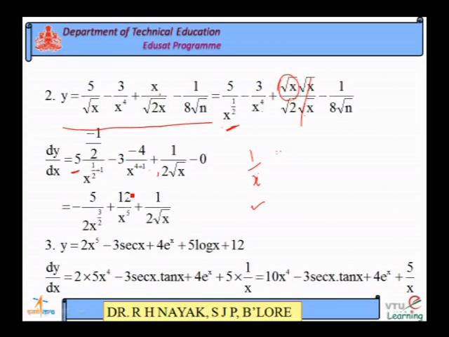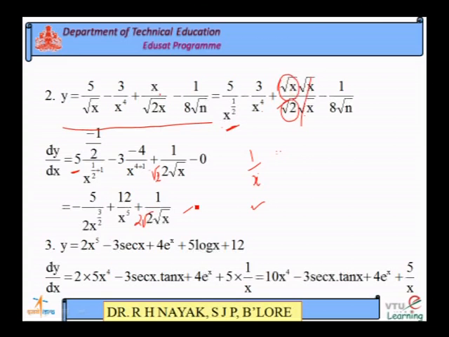Here I have to write root 2 into root, because this we have to take as it is. 2 root 2 into 1 by 2 root 2 into root x is the answer.